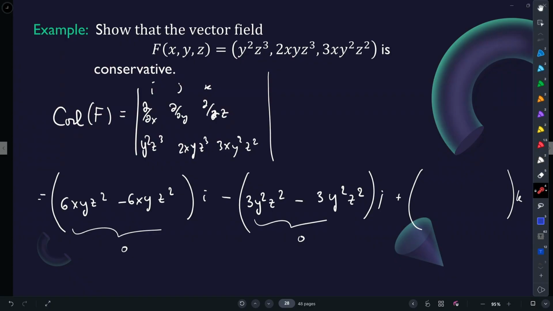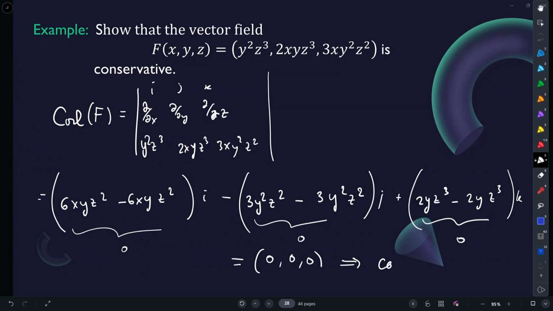And then in k, it's going to be this minus that. So it's going to be the partial with respect to x, that's 2yz cubed, minus the partial with respect to y of y squared z cubed, that's 2yz cubed, which is 0. So this is the 0 vector. And that tells me that it is a conservative vector field. A vector field whose curl is 0 is conservative.